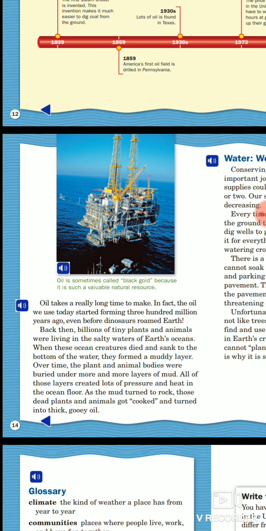Back then, billions of tiny plants and animals were living in the salty waters of Earth's oceans. When these ocean creatures died and sank to the bottom of the water, they formed a muddy layer. Over time, the plants' and animals' bodies were buried under more and more layers of mud. All of those layers created lots of pressure and heat on the ocean floor as the mud turned to rock. Those dead plants and animals got cooked and turned into thick, gooey oil.